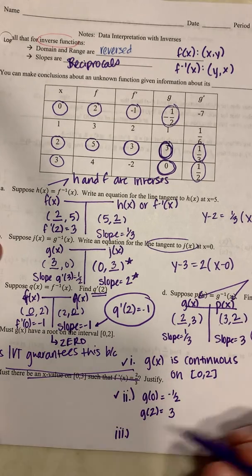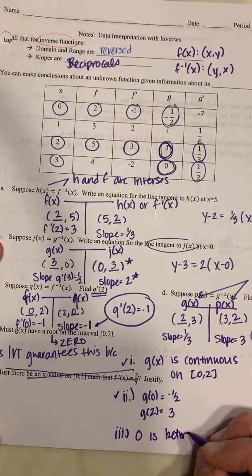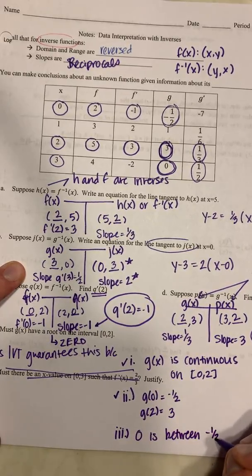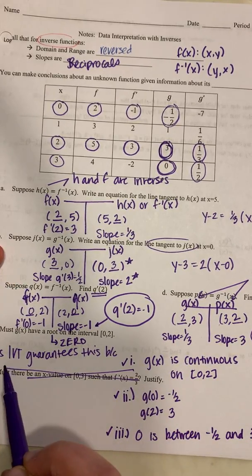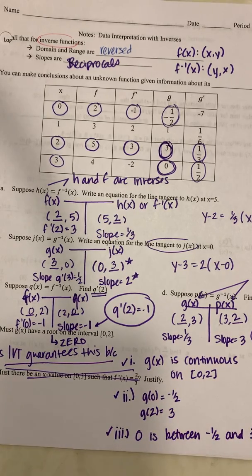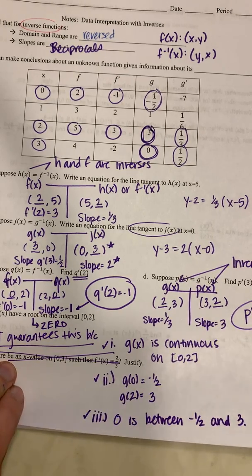Then the third one would be that 0 has to be in the middle. 0 is between -1/2 and 3. And so since that is true, check, check, check. That means IVT guarantees this. Okay? All right, so flip over to the back side, just a couple more left, and then we are finished.